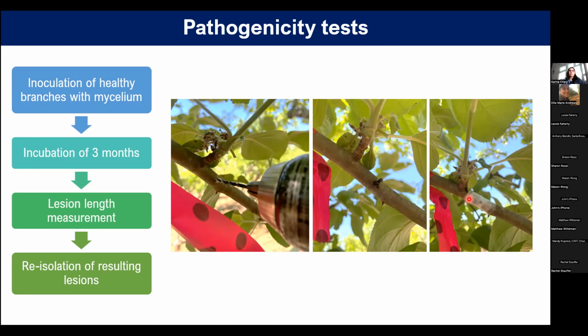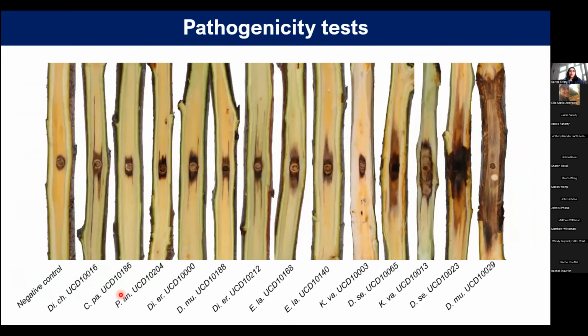from a different pathogen. So after 3 months, we went to the field and we cut those branches and we brought them to the lab to measure the lesions and also to do re-isolation from those lesions, just to make sure that the lesion was caused by the pathogen that we were inoculating. So here you can see a picture of the symptoms that we got from those pathogenicity tests.